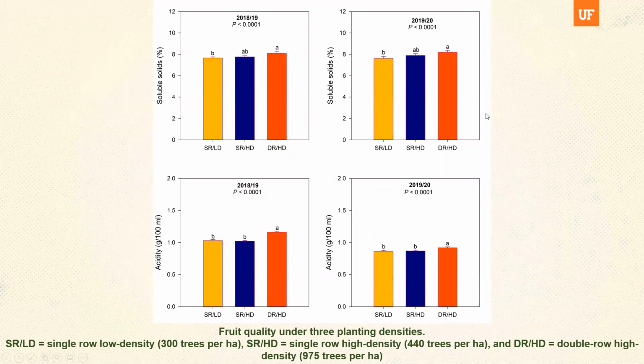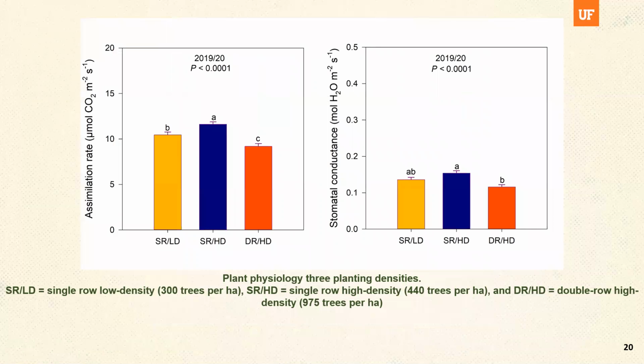Here the x-axis again represents 3 different planting densities and the y-axis represents fruit quality. So the double row high density planting resulted in 5% more soluble solids and 13% more acidic juice. It could be because, in the double row high density planting, due to the competition for water resources, more soluble solids were deposited and the juice was acidic in nature.